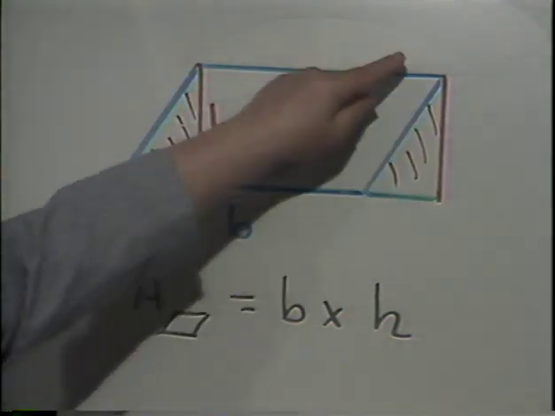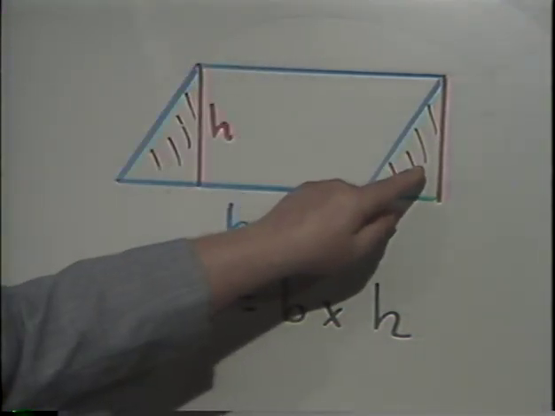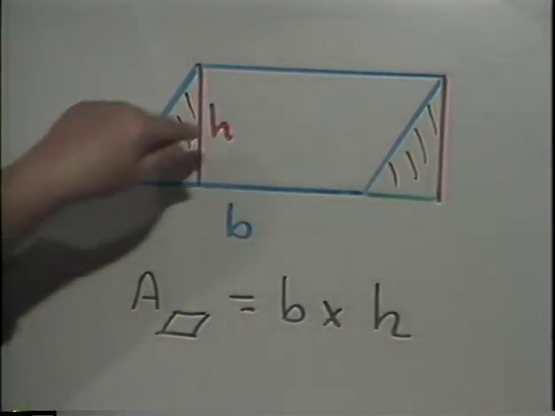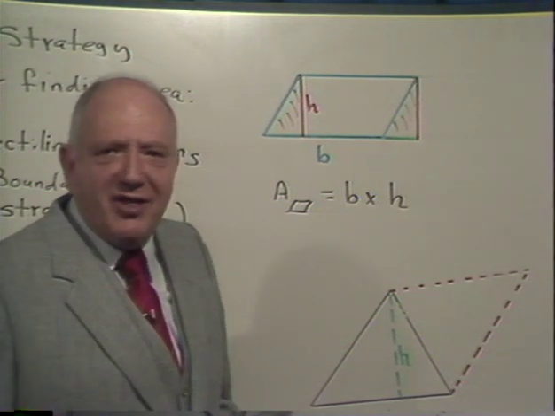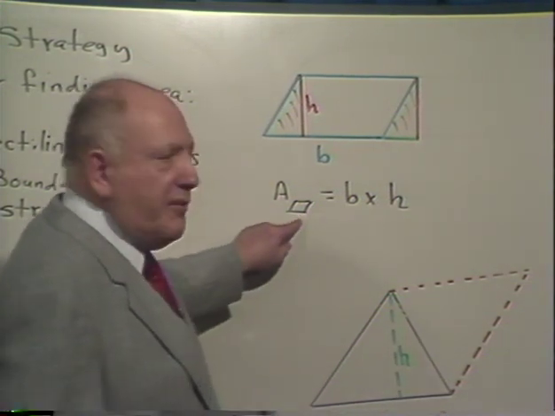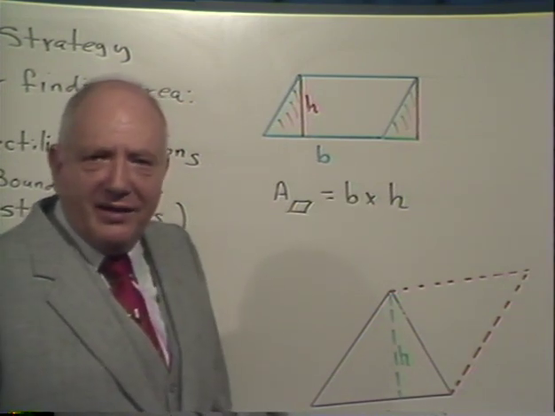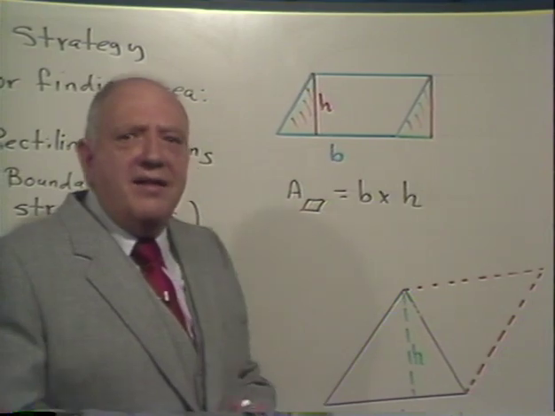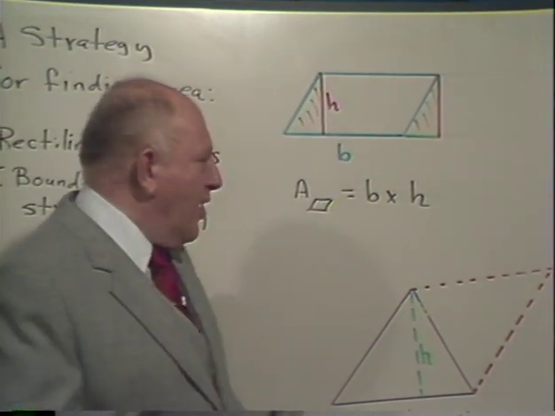But since we got the rectangle by taking a piece of the parallelogram and just putting it here, if I now take that piece and put it back over here, I haven't changed the area at all. I've just realigned it. So the area of a parallelogram, believe it or not, is also the base times the height. Not the length times the width, the base times the height. Now came the problem of how do you find the area of a triangle.